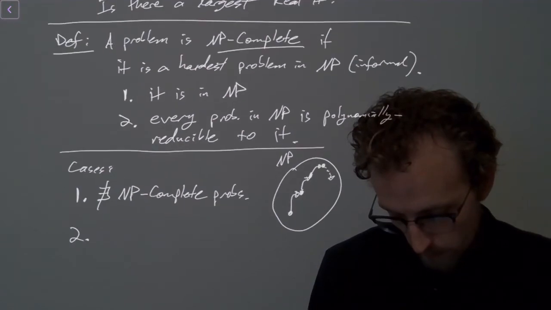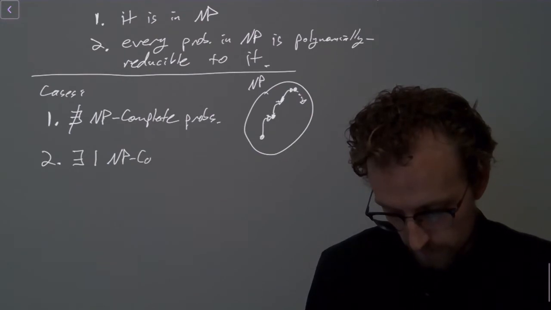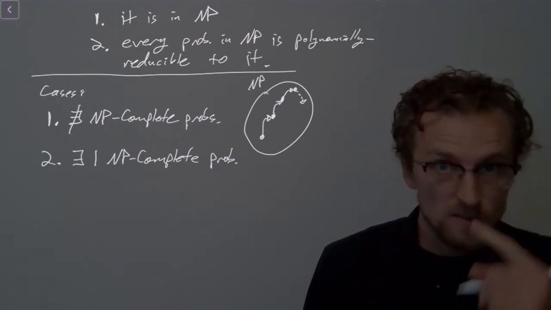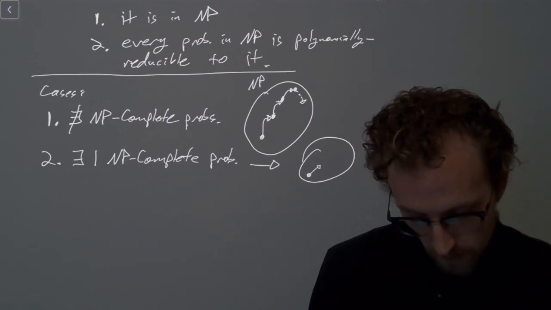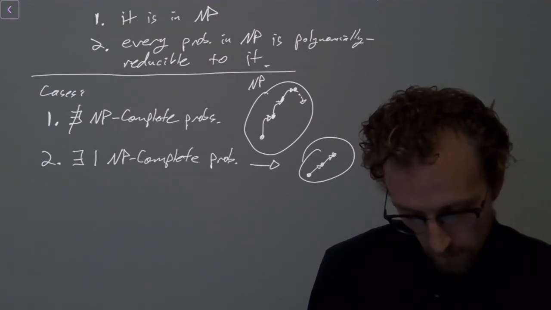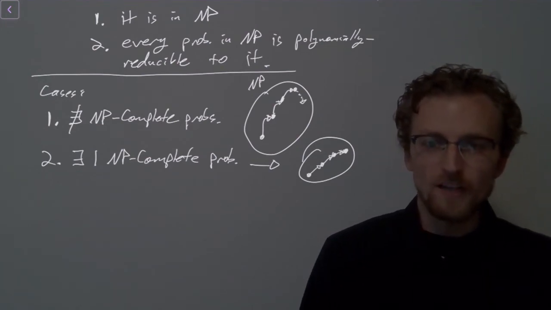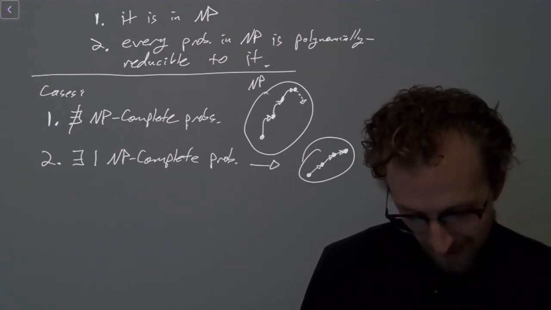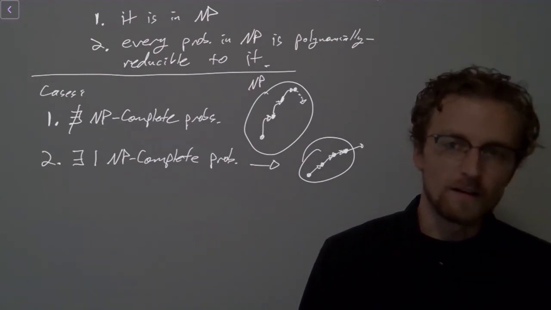So 2, there could be exactly 1 NP complete problem. Okay, and so what does this mean? Well, this means that the picture would be something like this. We've got a sequence of reductions that go further and further, and eventually you get to one. You get to a hardest problem where any polynomial time reduction from that problem to another problem takes you outside the class of NP. So there could be an actual single hardest problem in NP.